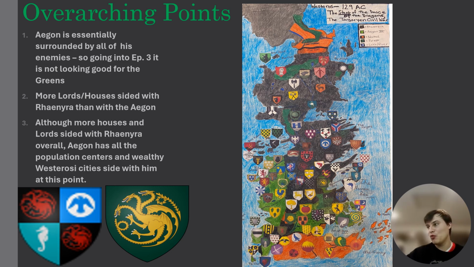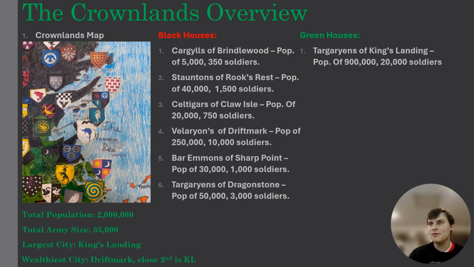There's no really wealthy city in the Stormlands that sided with Aegon, but the Stormlands are considered very fearsome warriors. They're not a very wealthy kingdom, but they're badass warriors. The Blacks have the Velaryons, but they're really their only significant source of wealth. But let's get into the breakdown of each specific kingdom.